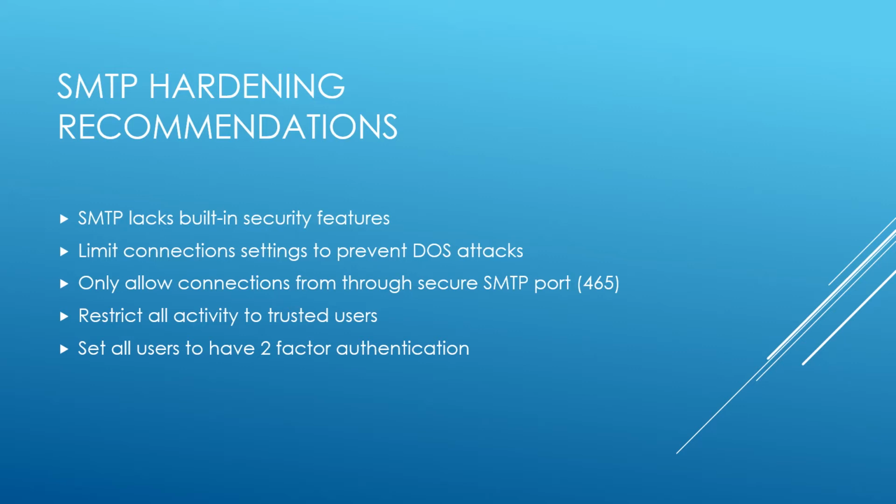Another hardening recommendation that we can enact is limiting connection settings to prevent DOS attacks. DOS stands for Denial of Service. This is a type of attack where attackers attempt to use a service through a legitimate route, but they overload the service with traffic until the service is disabled. You can prevent these attacks by going into your SMTP settings and limiting your total number of connections, your total number of simultaneous connections, and your maximum connection rate.